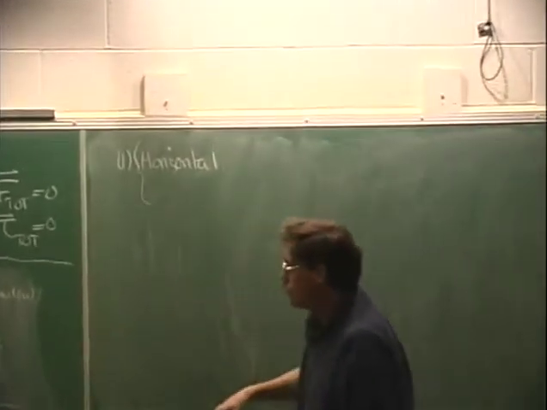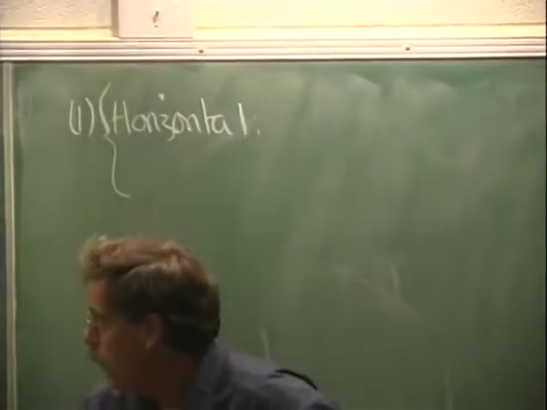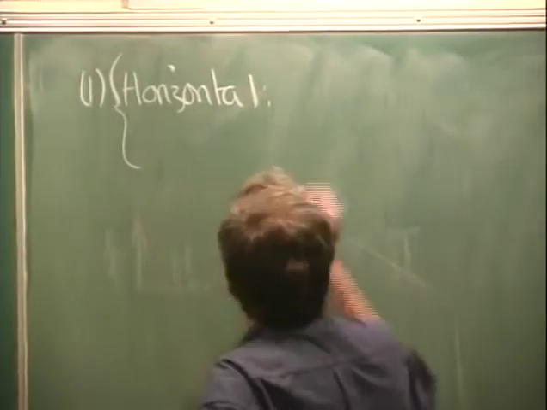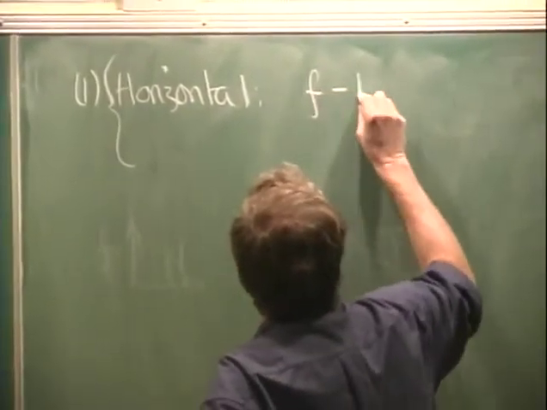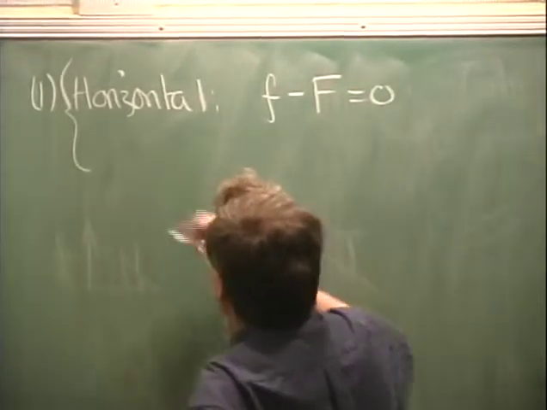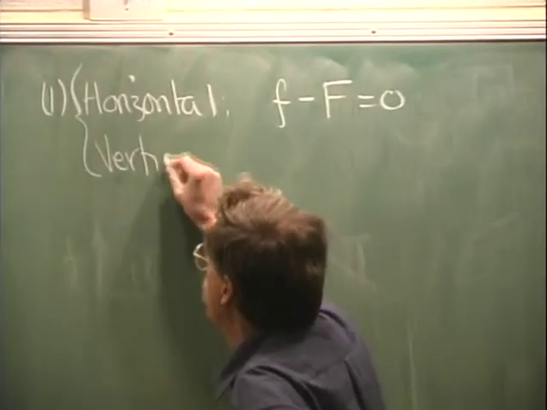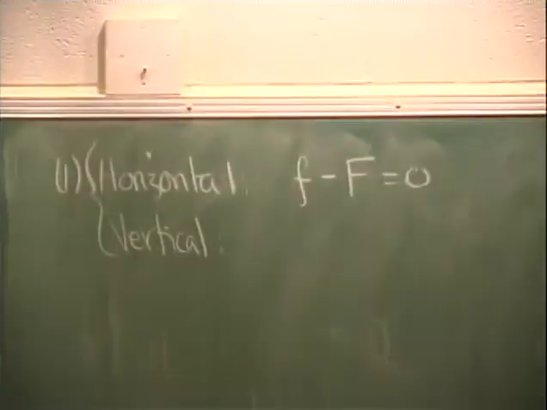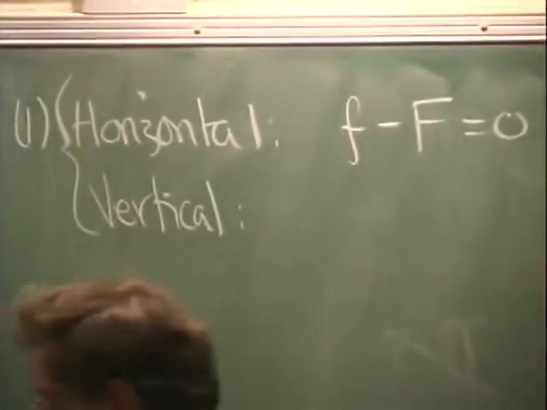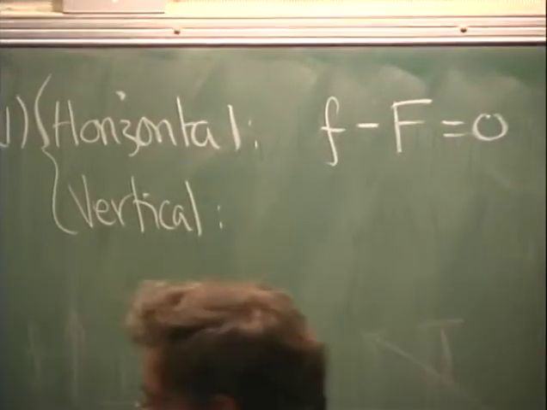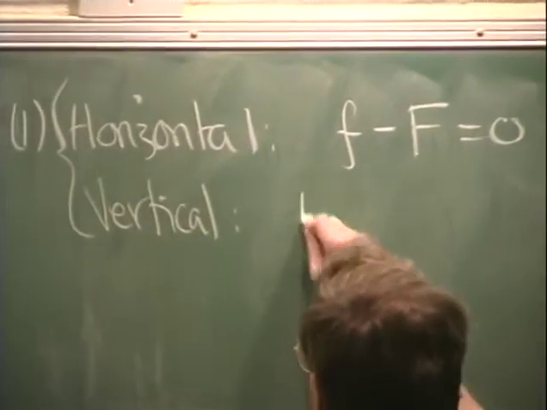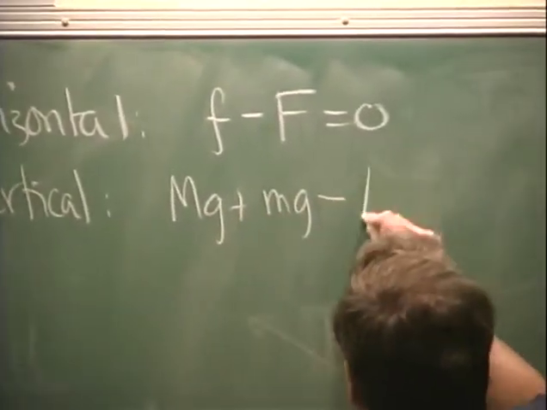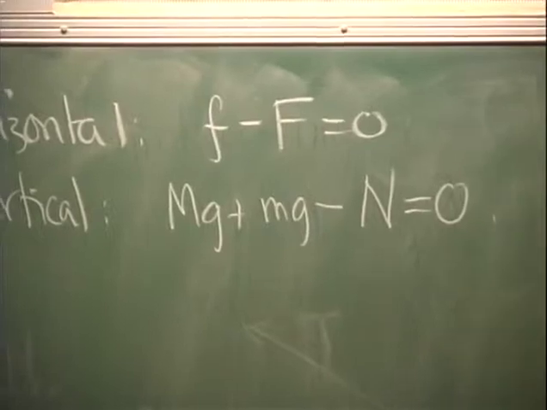The horizontal forces, I see little f acting to the right, capital F acting to the left. Evidently those are equal. So F minus F equals 0. Vertical. In the vertical direction, what do I see? Acting down, I've got the two weights, and acting up, the normal force at the base of the ladder. So mg plus capital Mg minus N equals 0.